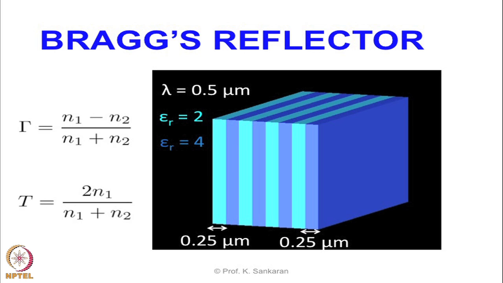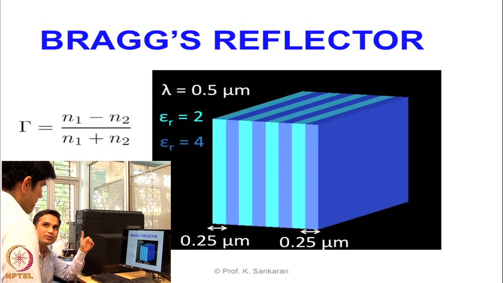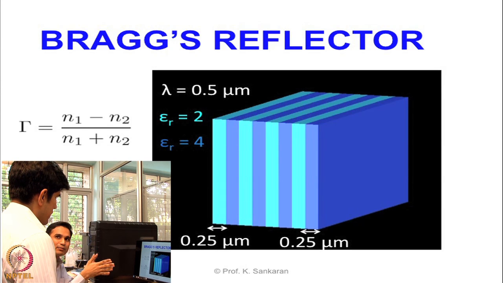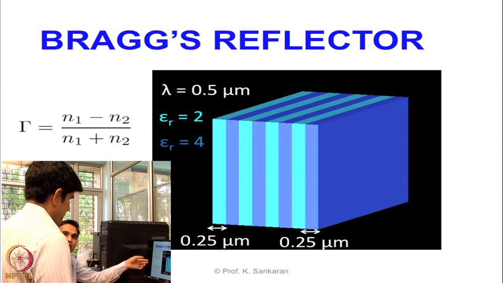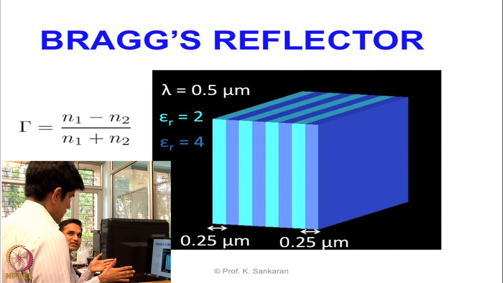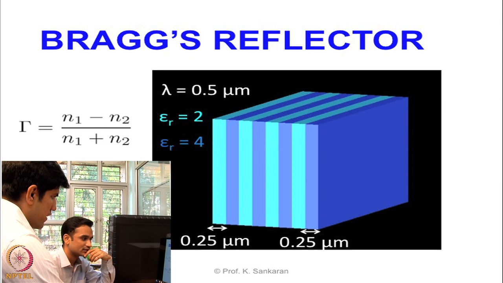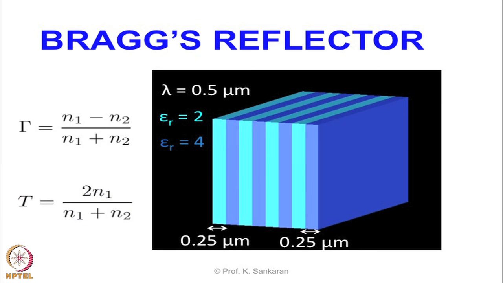If we try to understand the physics behind it, a wave is coming from one medium with one particular permittivity and going into another medium with a different permittivity. So it sees an abrupt change and will undergo reflection. Some part of the power will be reflected, and the other will be transmitted. These are the two factors: gamma is the reflection coefficient and T is the transmission coefficient. N1 and N2 are the refractive indices of the first and second medium. So let's go forward.